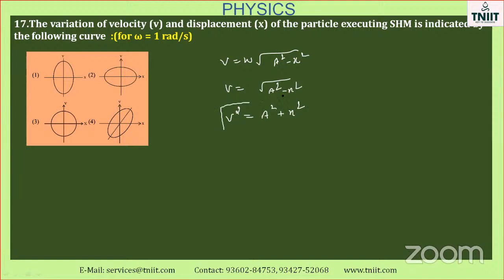So this is the standard equation of the circle, right? This is the standard equation of the circle. So equation of the circle means V squared is equal to a squared minus x squared.